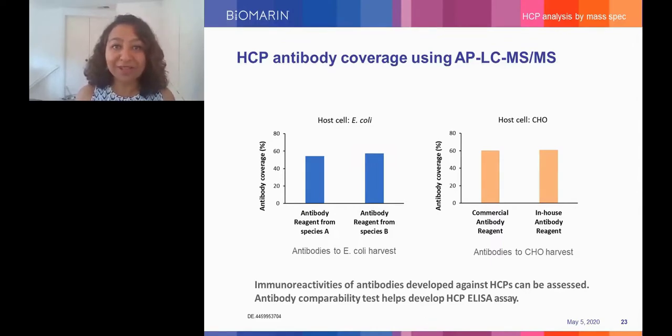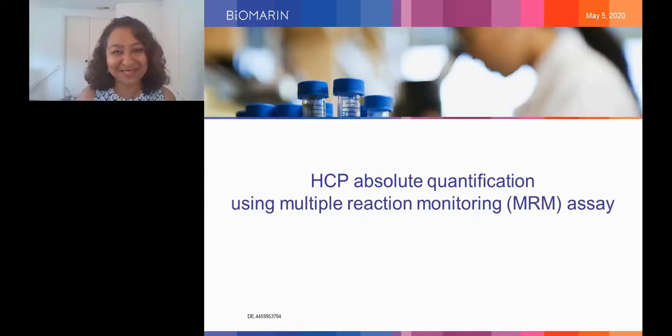There are quite a few good commercial antibody kits these days, and there's no reason to prefer an in-house antibody reagent if the commercial kit is giving you very nice coverage already. However, it's nice to have that data to back up your decisions and to make good decisions for commercial assays. So we've been using these kinds of technologies also to do assessments of in-house versus commercial antibody reagent production decisions.